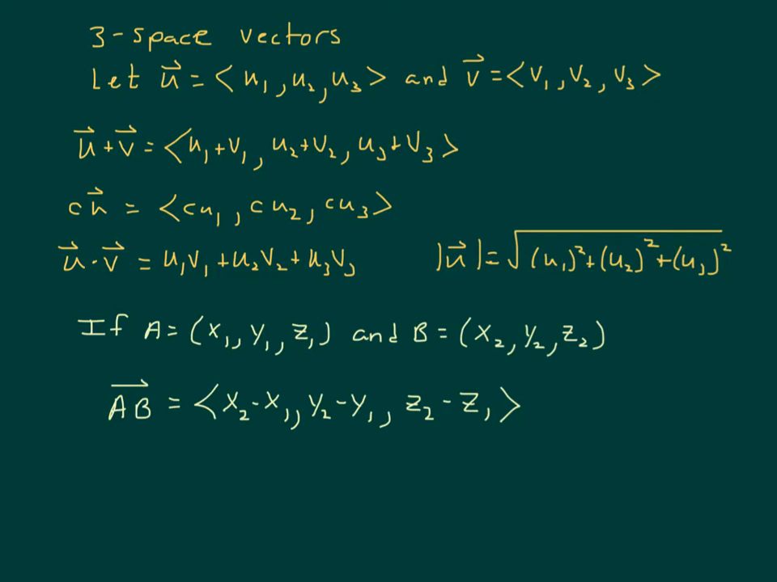Another thing is that when we have 2 points in 3 dimensions and I want to find the vector between them, I can do that the exact same way we did before. I have a point A at x1, y1, z1, and a point B at x2, y2, z2. And so the vector that goes from A to B is going to be x2 minus x1, y2 minus y1, and z2 minus z1.